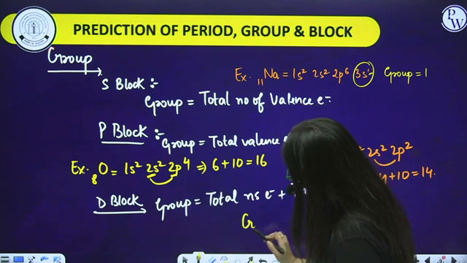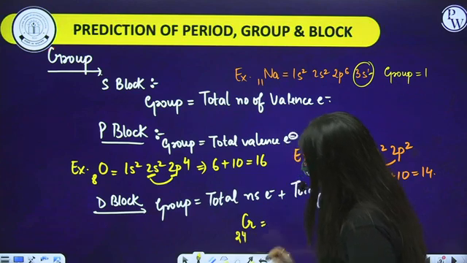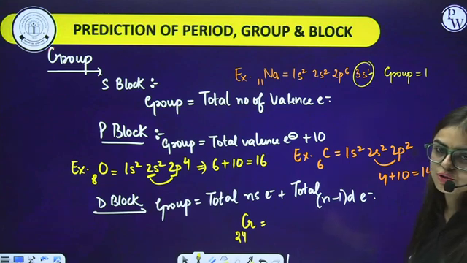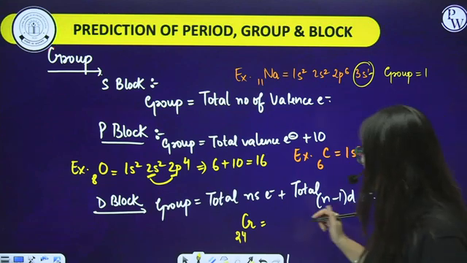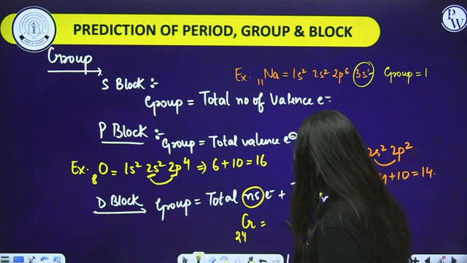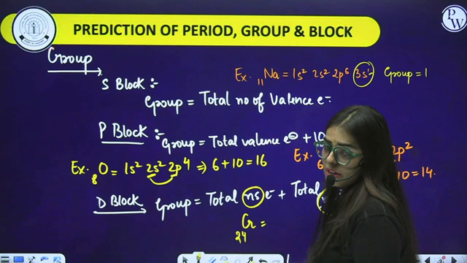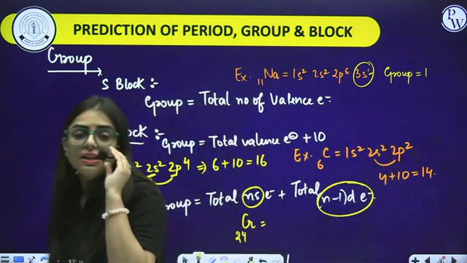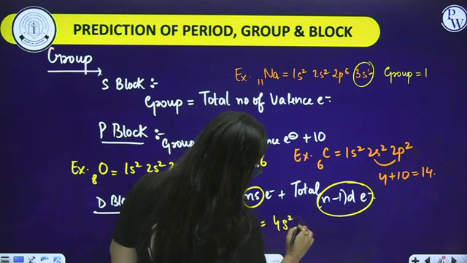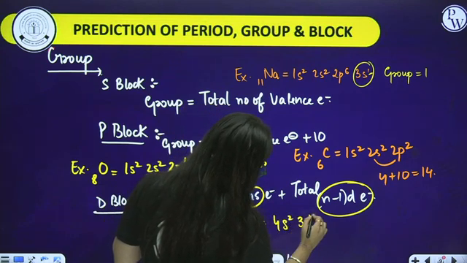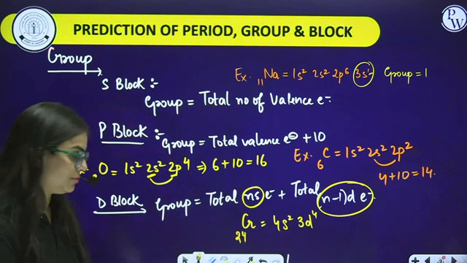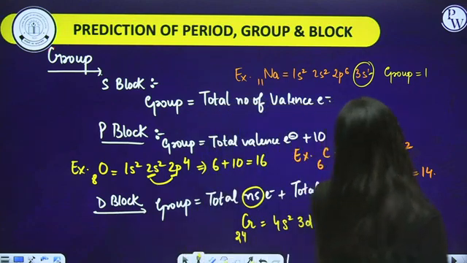Let us take the case of chromium, whose atomic number is 24. What is the atomic number of chromium, students? 24. So you have to write the electronic configuration. What will be the electronic configuration if you have to write it for chromium? It's very easy, students. It is going to be 4s2, 3d4 or 3d5.